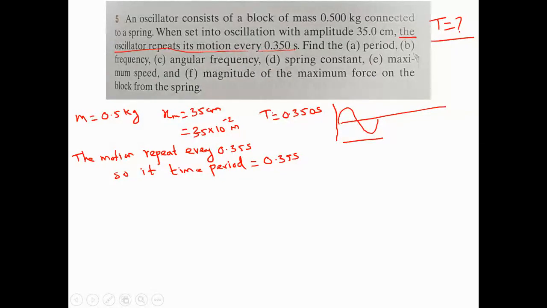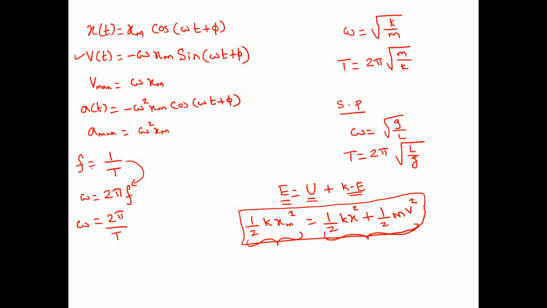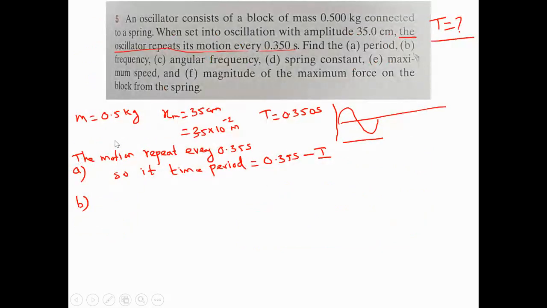Now, the most important thing, the answer starts from the second part. What is your second part? You have to find the frequency. What is the formula for frequency? Because this is your T. We have the formula: frequency f is equal to 1 over T. Take this value and substitute here. You will get the answer. Am I right? Okay.